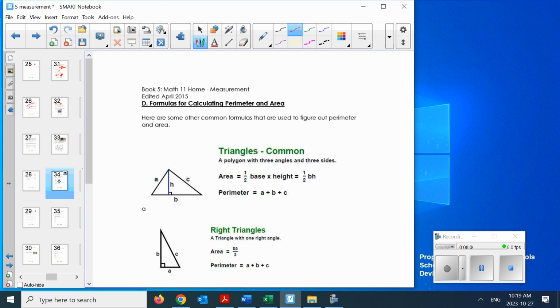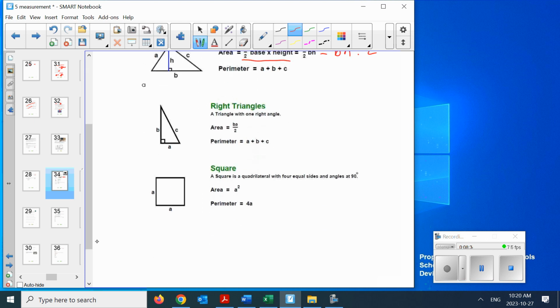Calculating areas. Rectangles are easy. Just multiply the two different sides, the length and the width. If it's a triangle, it's 1/2 the base times height. You can think of that as base times height divided by 2, which is the same as 1/2 base times height. I find students find it easier to think of it as divided by 2.